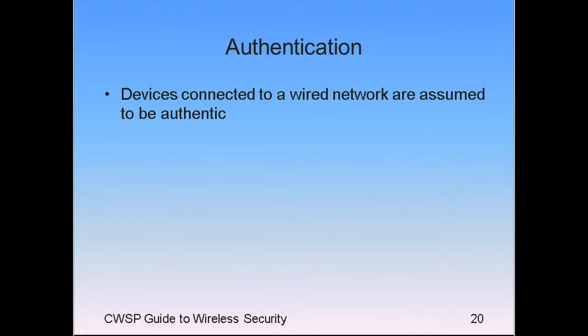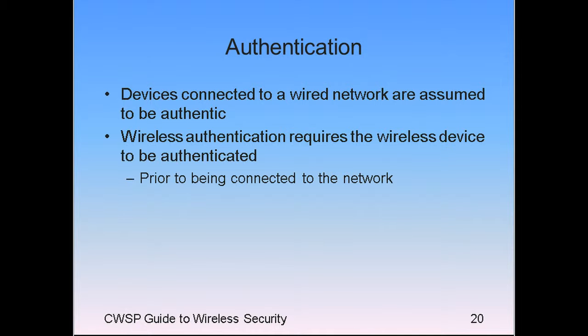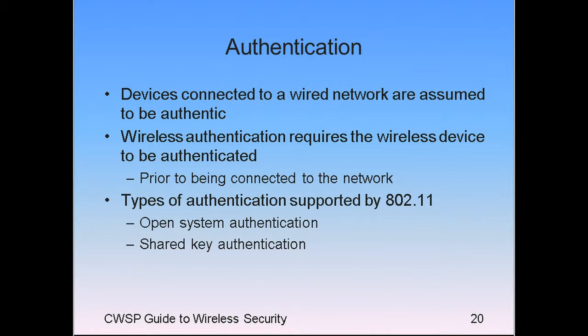Authentication, and this is back to what we've talked about before. If we're using wired devices, it's not such a big deal because we can control who goes into the room and who plugs into the network. It's a much bigger deal in wireless because we have no idea who's actually receiving the signal. So we need some method of authenticating users to the wireless access point. This requires that the wireless device, not the user, be authenticated prior to connecting to the network.